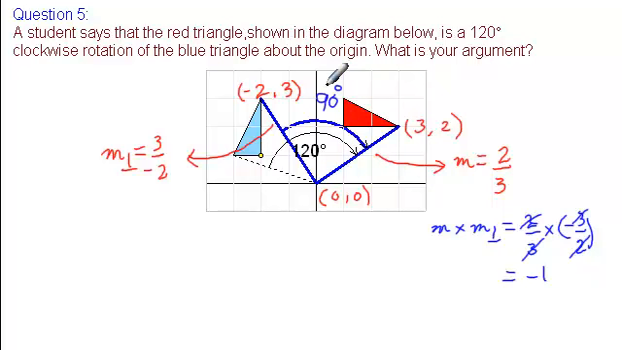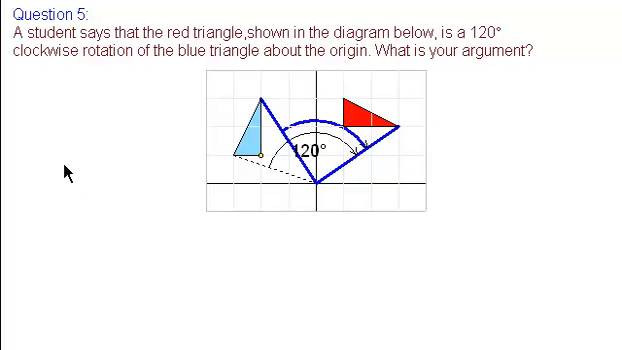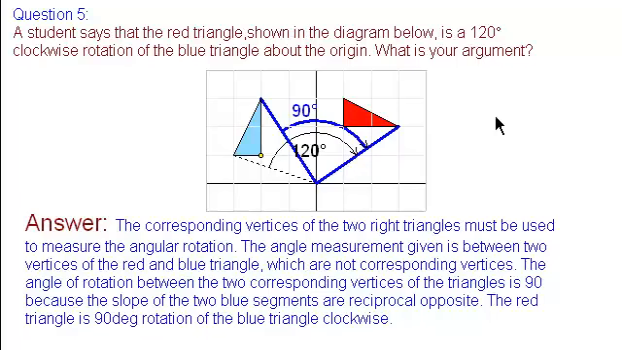So the answer is that the rotation of the two triangles is 90 degrees, not 120 degrees as mentioned by the student. Let us do it again. If I rotate this, the angle of rotation, you can see, is 90 degrees, and the response is going to be as written here.